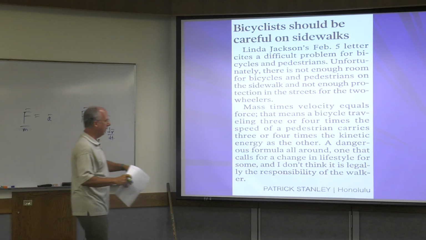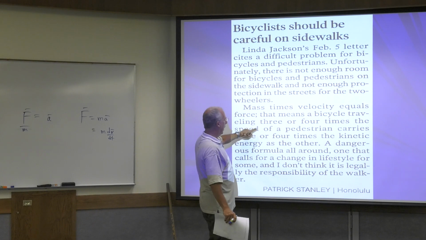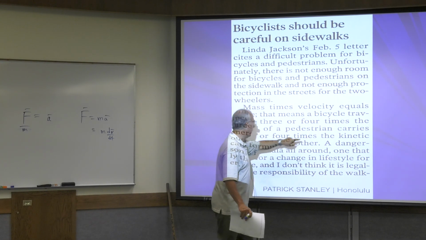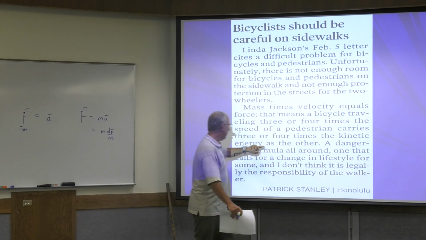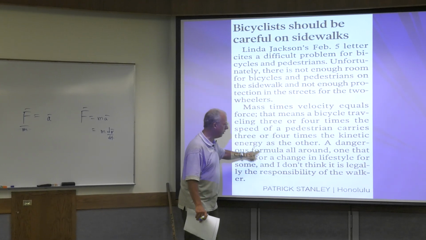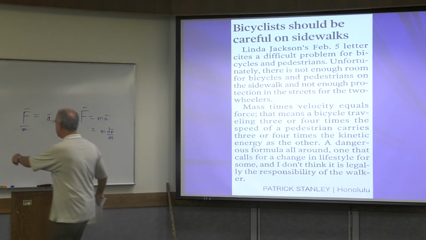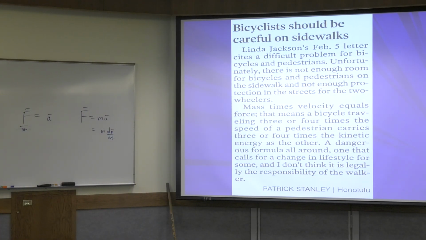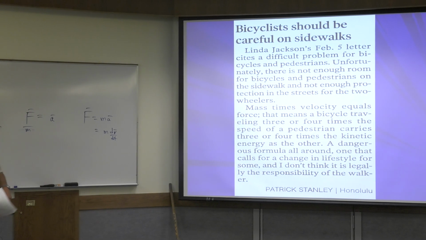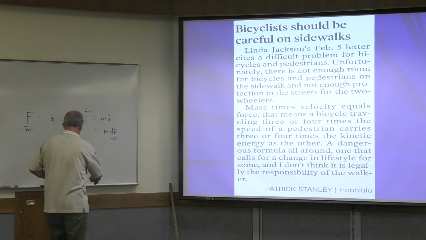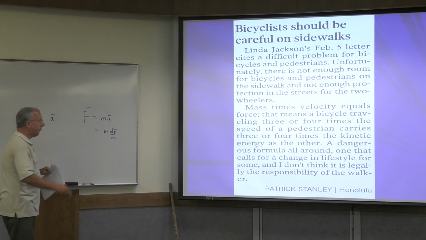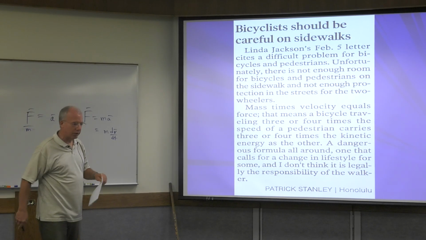So what does he say? He says a bicycle traveling 3 or 4 times the speed of a pedestrian carries 3 or 4 times the kinetic energy. Totally wrong, because it's v squared, right? So if it's 3 or 4 times, it would be 9 or 16 times the kinetic energy. Okay, so that's very interesting. So don't write a letter to the editor if you don't know what you're talking about.